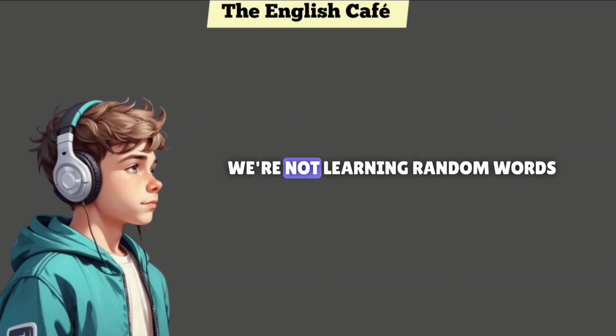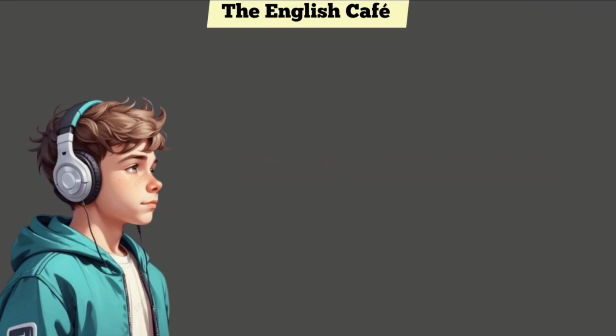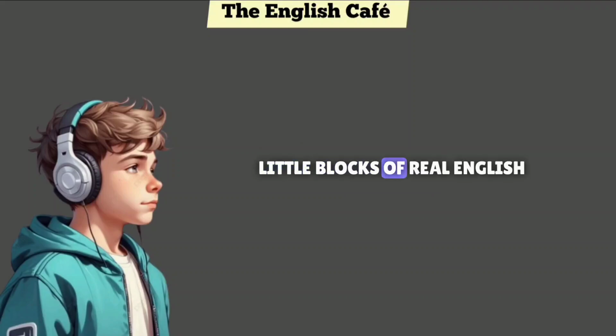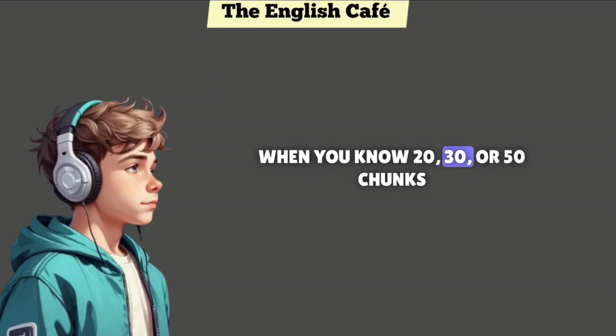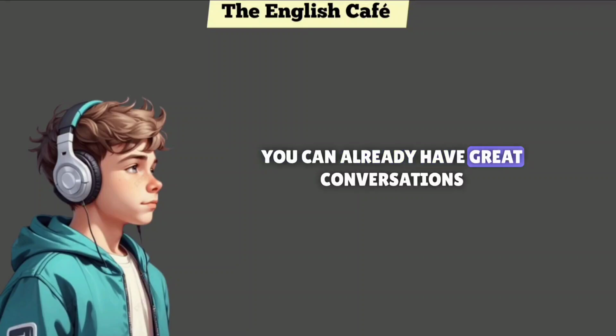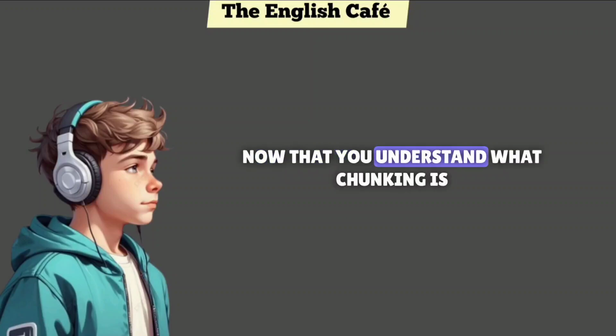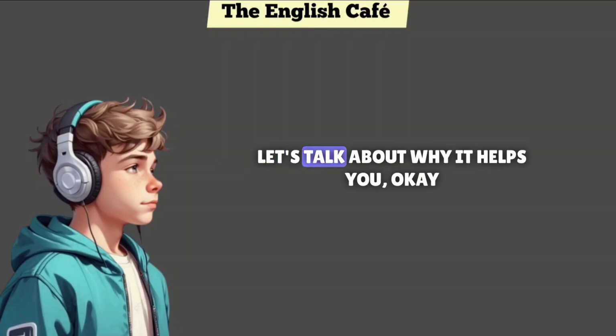We're not learning random words. We are learning chunks of meaning, little blocks of real English. This is the chunking method. And believe me, when you know 20, 30, or 50 chunks, you can already have great conversations without translating, without overthinking. Alright, now that you understand what chunking is, let's talk about why it helps you, okay?